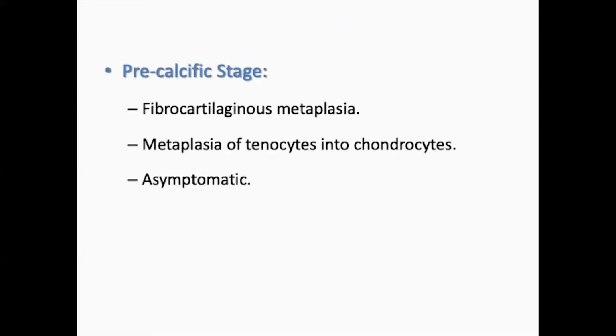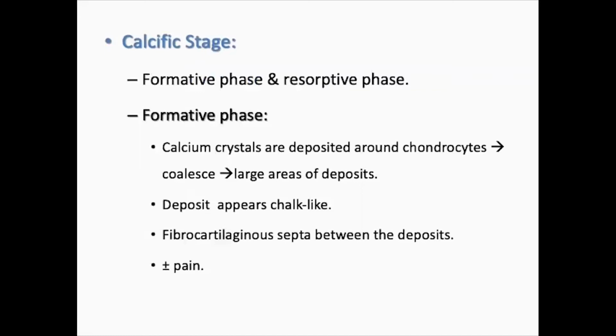In the precalcific stage, there is fibrocartilaginous metaplasia of tenocytes into chondrocytes. This stage is usually asymptomatic. The calcific stage passes through 2 phases. In the formative phase, calcium crystals are deposited around chondrocytes, then fuse to form larger deposits which appear chalk-like, with fibrocartilaginous septa in between. This phase can be painful.